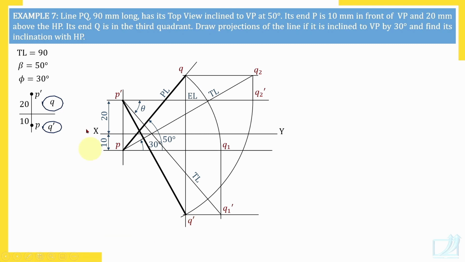So perfect. Now insert all dimensions 20, 10, 50 degrees, 30 degrees, and the true length, which we should write outside the diagram. And you are also asked to find the inclination with HP, that is theta. So label it in the diagram, measure it and write it outside the diagram this way. So if you draw this diagram to scale, you will get that angle theta.